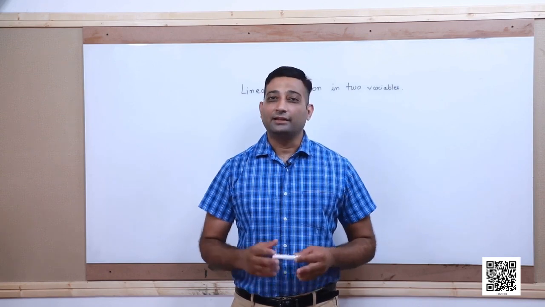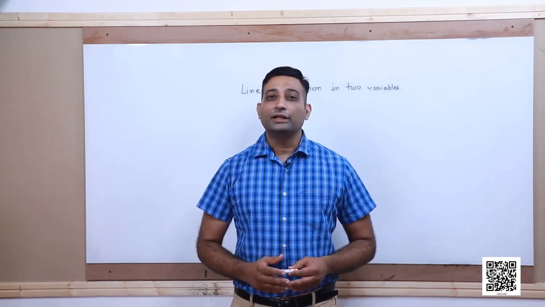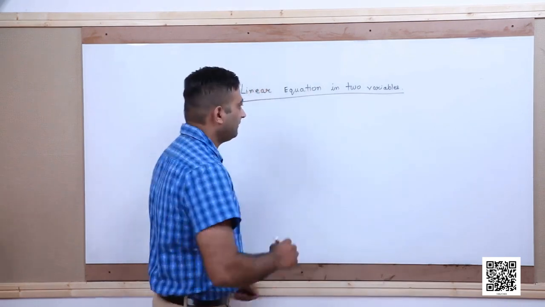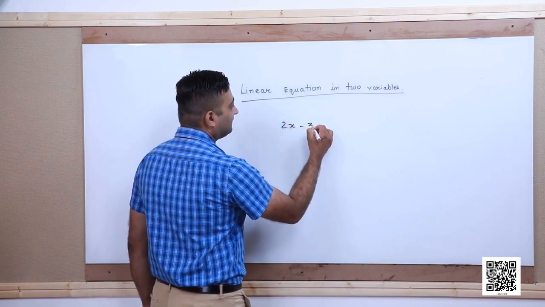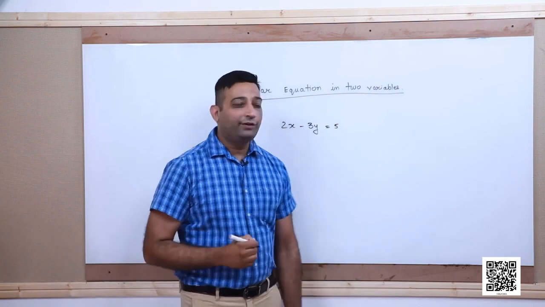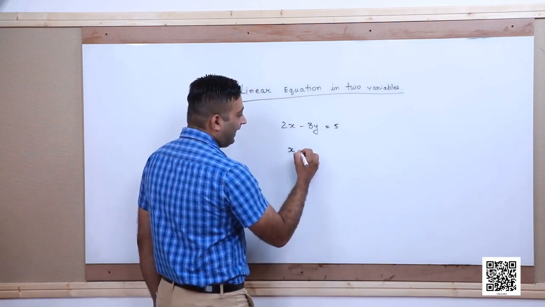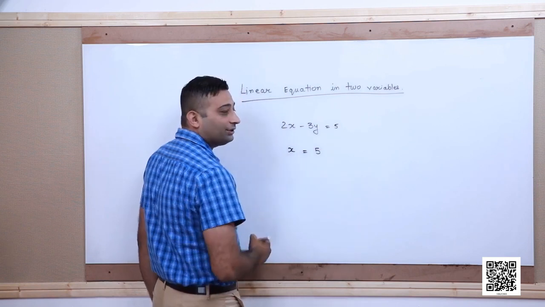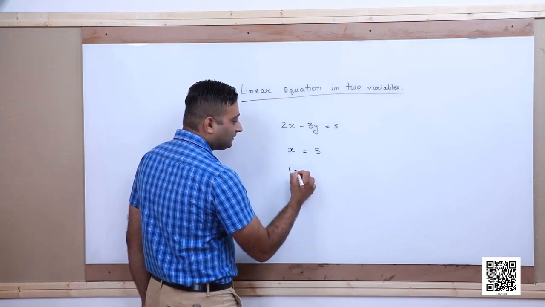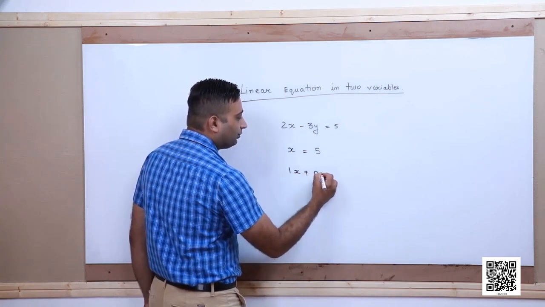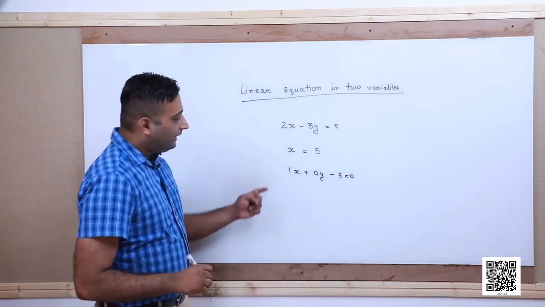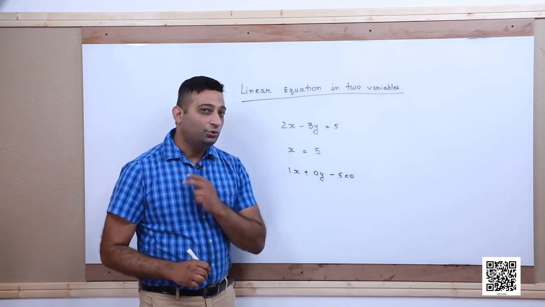Dear students, in the previous class we have learned about the linear equation in two variables. For example, 2x minus 3y is equal to 5 represents the linear equation in two variables. We can also write x equal to 5 as a linear equation in two variables. We can write this as 1 into x plus 0 into y minus 5 is equal to 0. That means now it represents the linear equation in two variables.